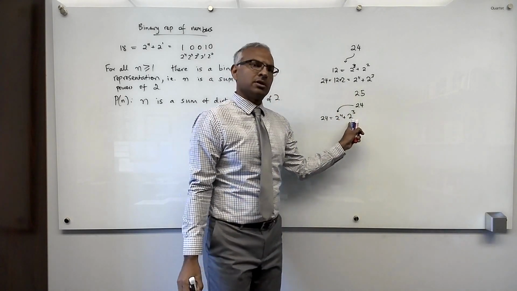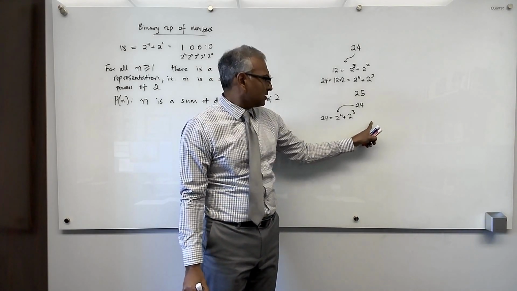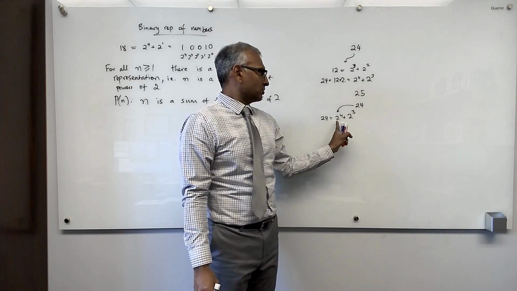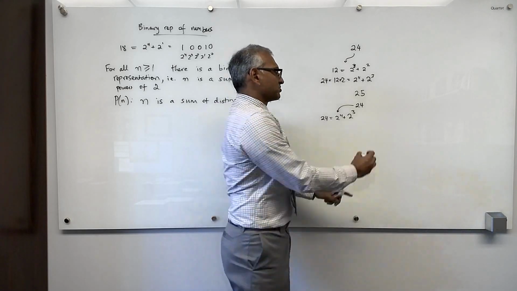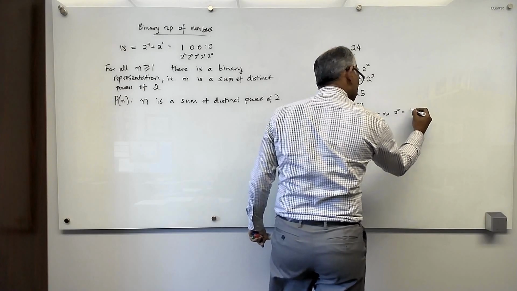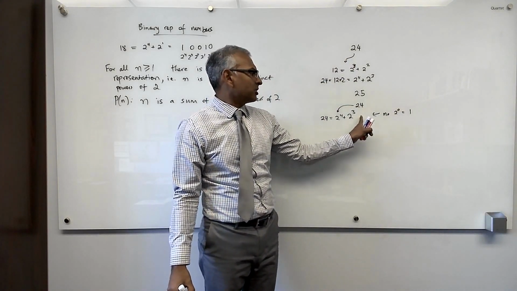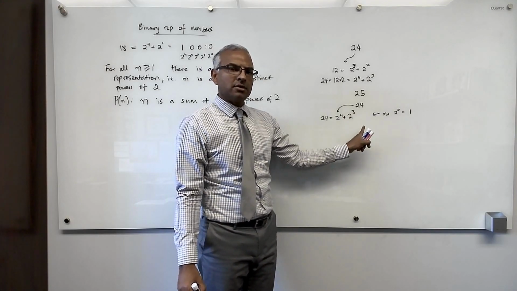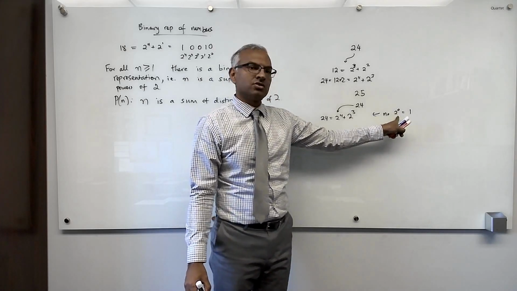One thing I know for sure is that there's not going to be any 2 to the 0 here. Why? Because 24 is even. So it can only have powers of 2 that are strictly greater than 0. There's no 2 to the 0, which is equal to 1. Because if there were a 2 to the 0 term, then you'd have 1 plus all even numbers, and then that 1 would make it odd. And we know that 24 is even. So there's no 2 to the 0 term.